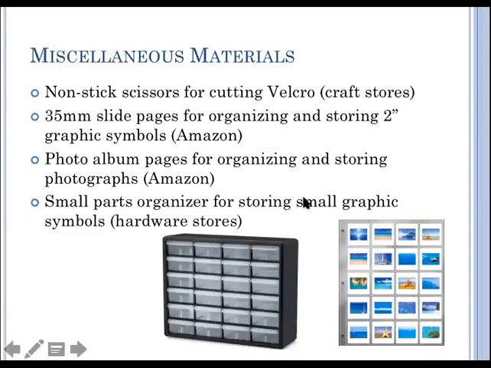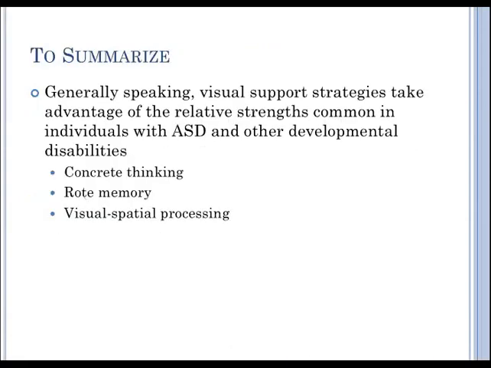So basically, let me summarize what we've gone over today and then get you set up for what's going to be coming in the next couple of weeks. In general, when we're talking about visual support strategies, we're really talking about strategies designed to take advantage of the strengths that many individuals with autism or other developmental or intellectual disabilities have. There are strengths in terms of concrete thinking and rote memory and processing visual spatial information, the stuff that remains in time and space. We're taking advantage of those things to address some of the other deficits or challenges that they experience, okay?